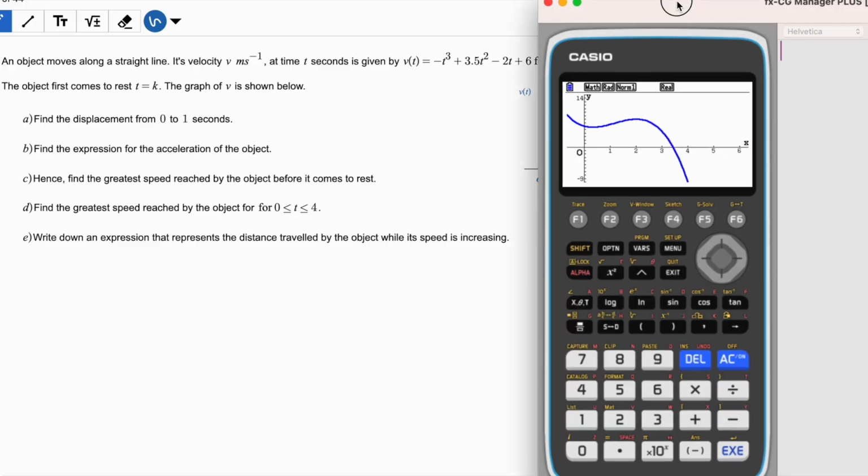So now as I have this graph on my question, what is my first part? Find the displacement from 0 to 1 seconds. So which means they're asking us to find in one direction how far the object has traveled. So for this, what you have to do, go to GSolve and use your F6 button here. Click on integral, which is F3. You can use the simple one, which is the first option.